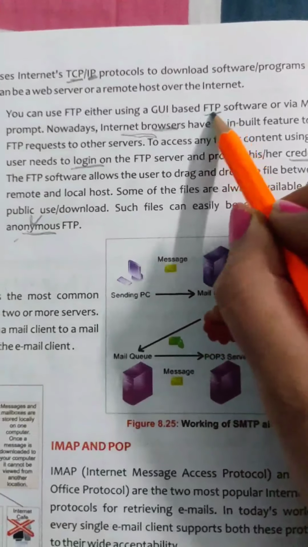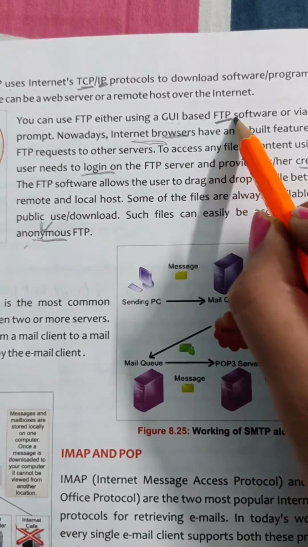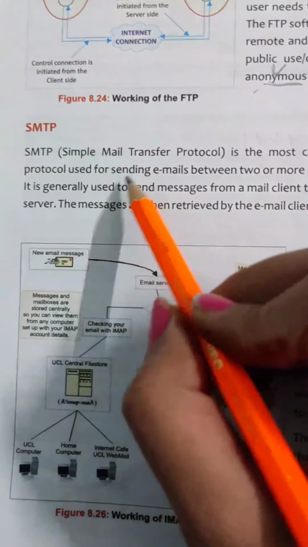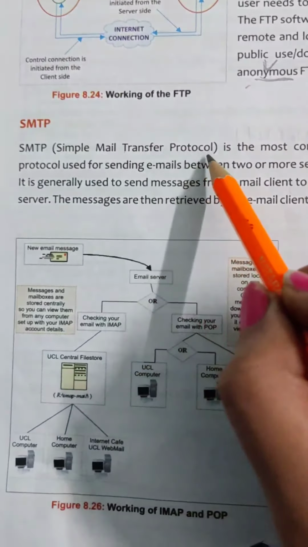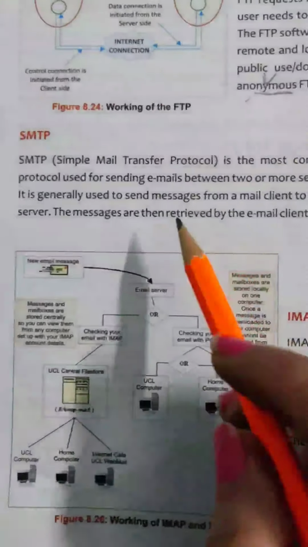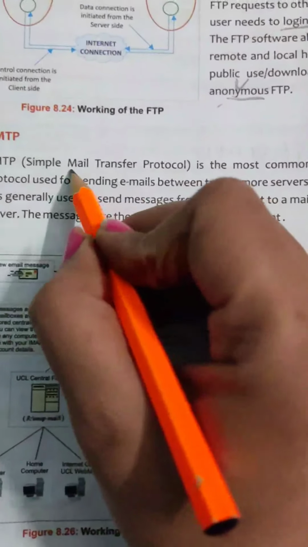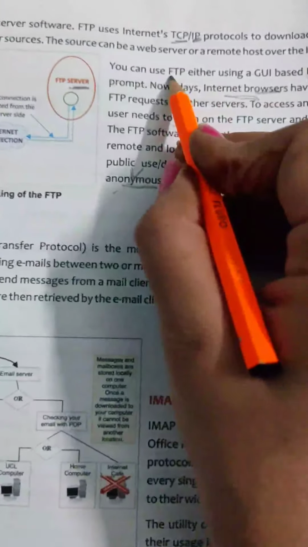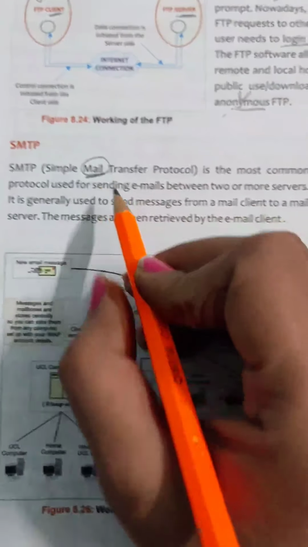Here FTP is there, that is file transfer protocol. Next one we are going to read, that is SMTP, Simple Mail Transfer Protocol, is one of the most common protocols used for sending email. Now from the word only it is clear it is for sending mail. Here it was FTP for transferring files. Next one is for sending mail.